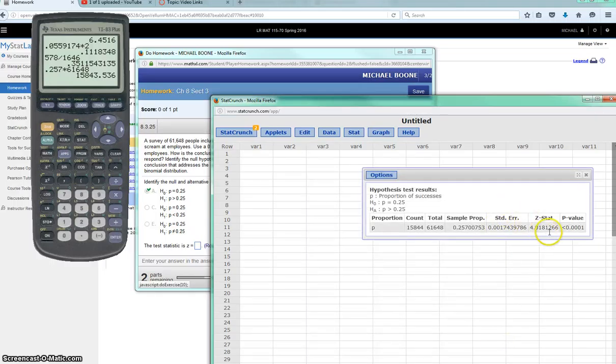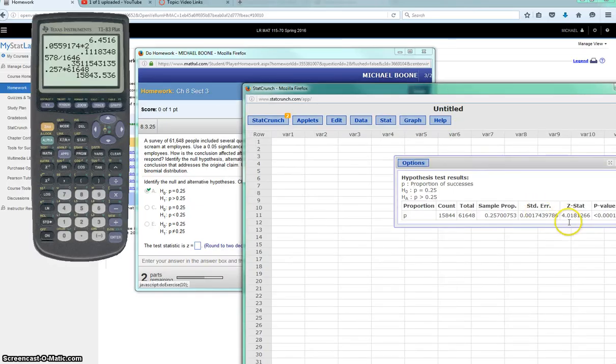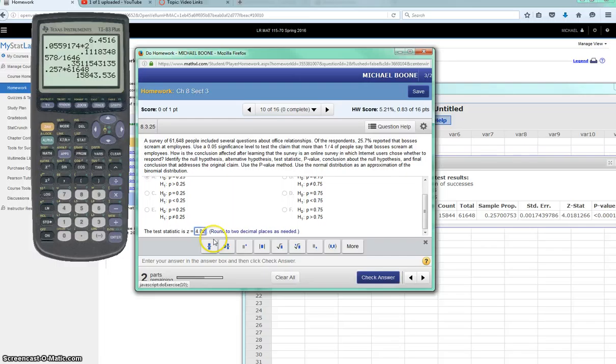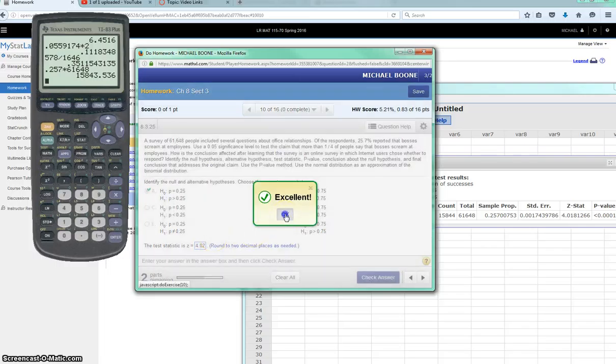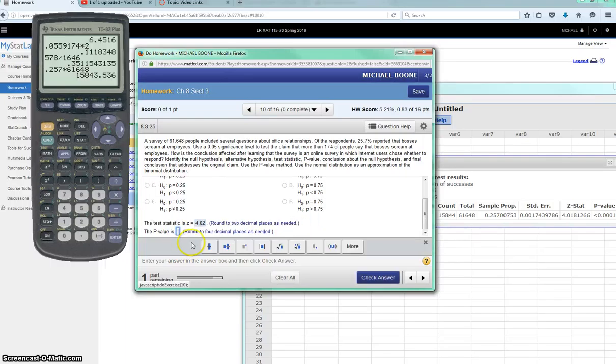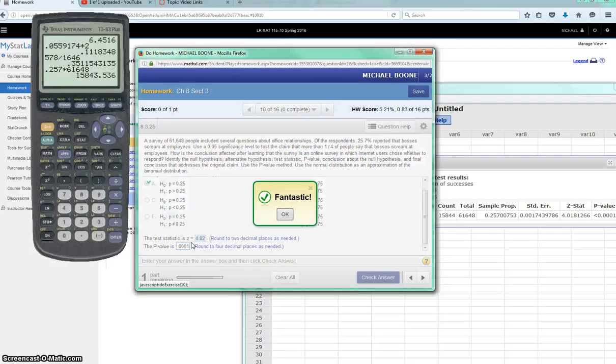So I get my test statistic, I get my p-value is really small, and there's that 25.7%. So my test statistic is, to 2 decimal places, 4.02. The p-value is really small, so I'm going to go 0.0001 because that's what we have, right? It's actually less than that.